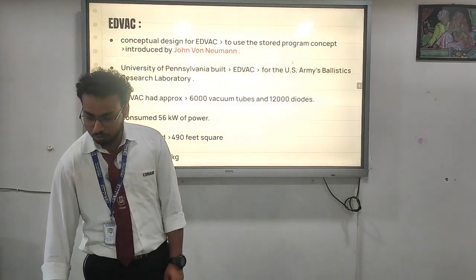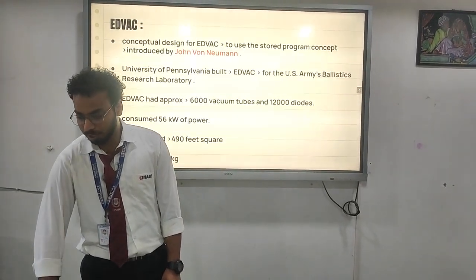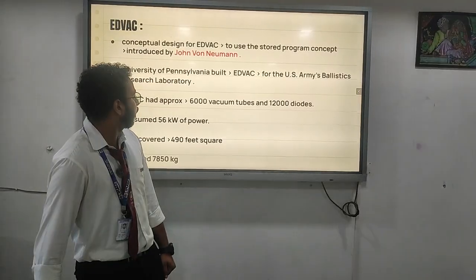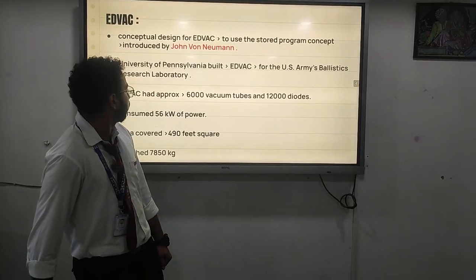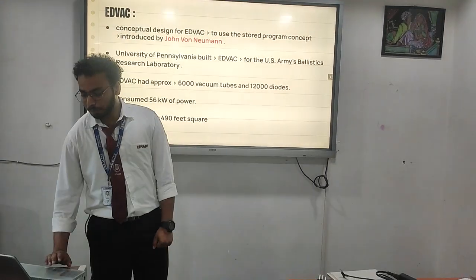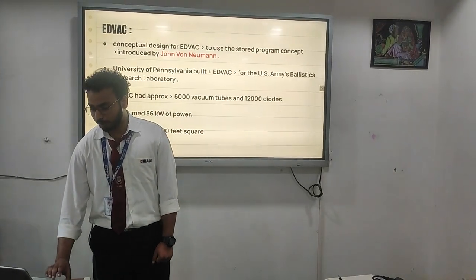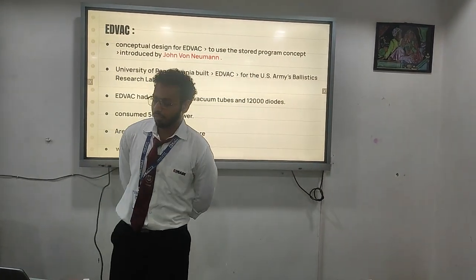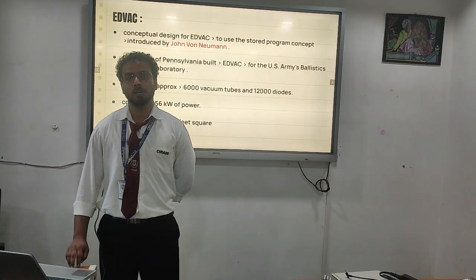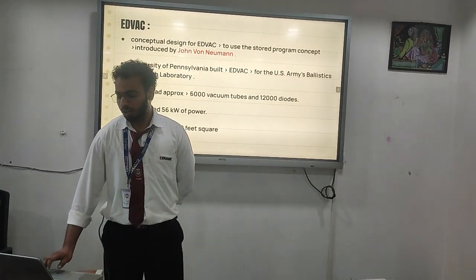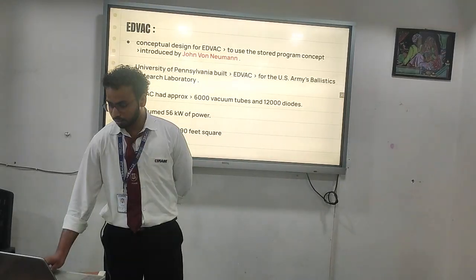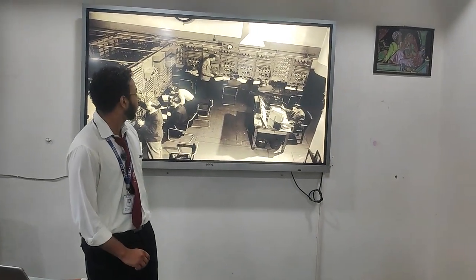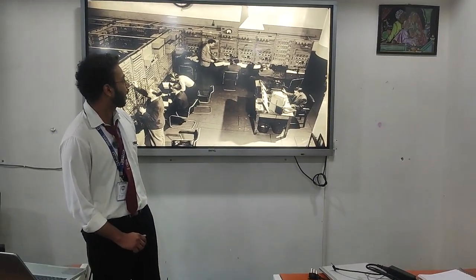Here are some of the specifications of the EDVAC. About 6,000 vacuum tubes and 12,000 diodes were used in this first generation computer, and it consumed 56 kilowatts of power. It covered an area of about 490 square feet and weighed around 8 tons, which is about 7,850 kilograms. Now here you can see the diagram of the first generation computer called EDVAC.